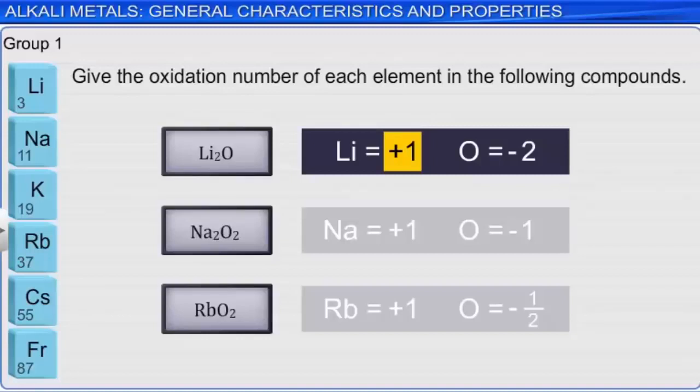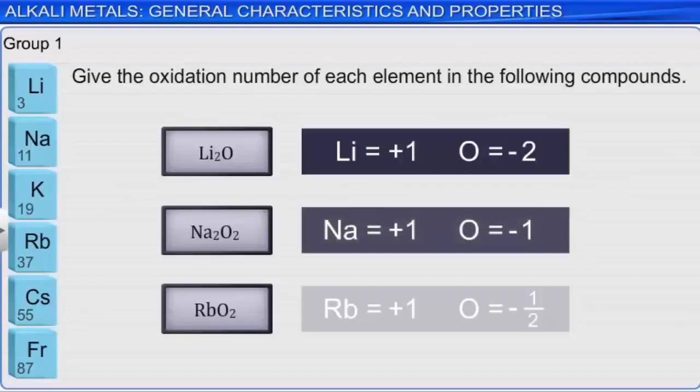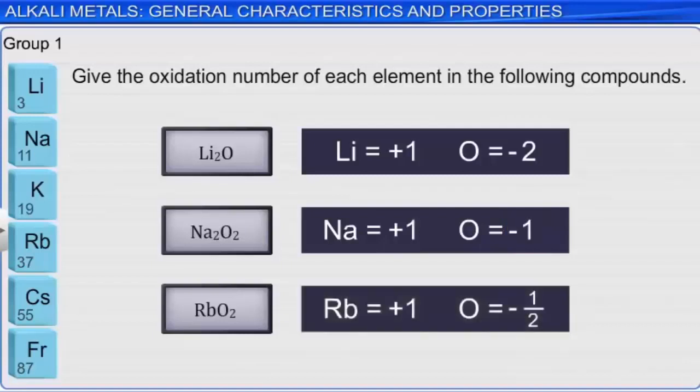Using similar logic, since each sodium ion has an oxidation number of +1, each oxygen in the peroxide ion must have an oxidation number of -1. Rubidium here has an oxidation number of +1. So, each oxygen in the superoxide ion must have an oxidation number of -1/2.